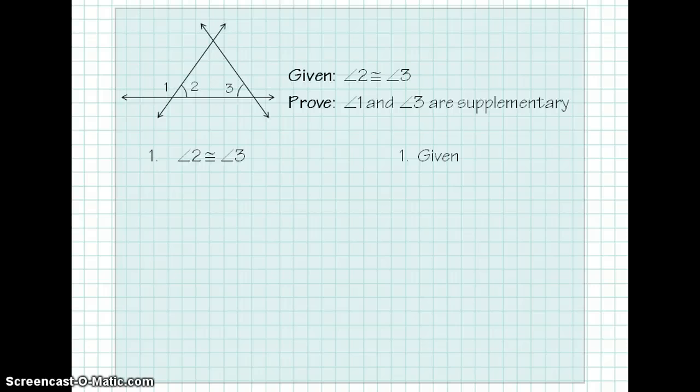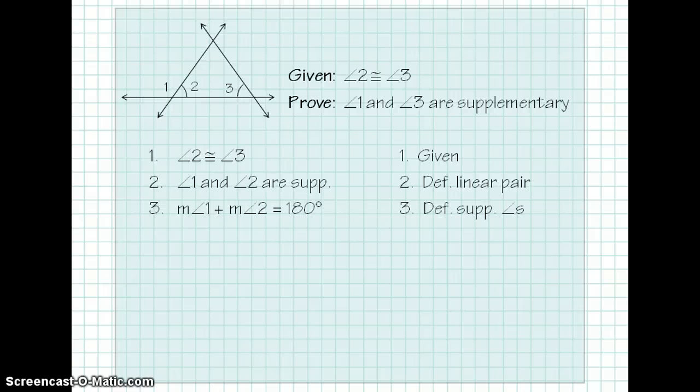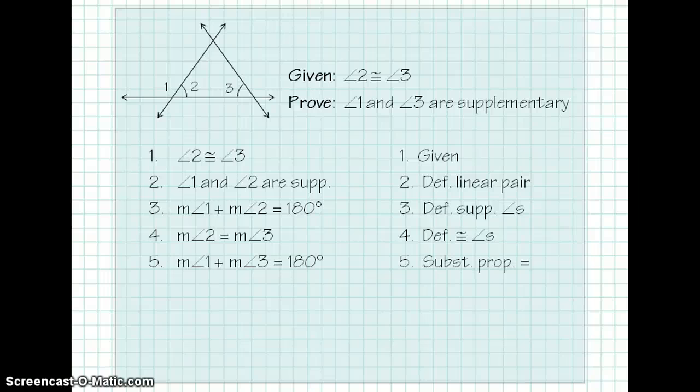So I start off with my given statement. Then I'm going to use my definition of a linear pair to say they're supplementary. And because they're supplementary, I use my definition of supplementary angles to go with this step. Now I can go in here and use my given statement, which says that the measure of angle 2 is equal to the measure of angle 3 by the definition of congruent angles. Substitute the measure of angle 3 for the measure of angle 2, and now that's my basic definition of supplementary angles. So I'm done.